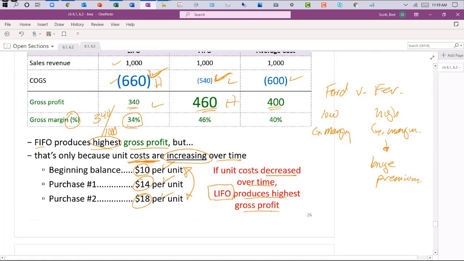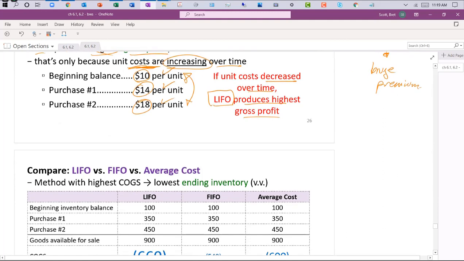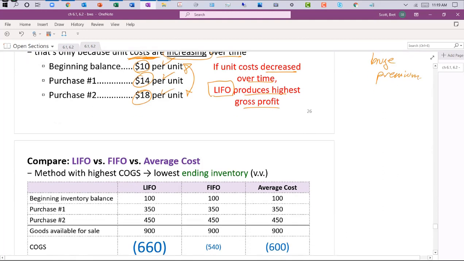It's just a mechanical, mathematical phenomenon that you need to be aware of, because there's always at least one question on an exam about what happens if costs are decreasing over time versus increasing over time. Which method is going to produce the highest cost of goods sold? So watch out. These are good exam questions.